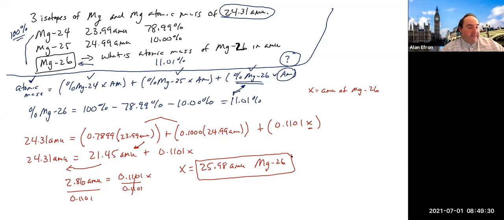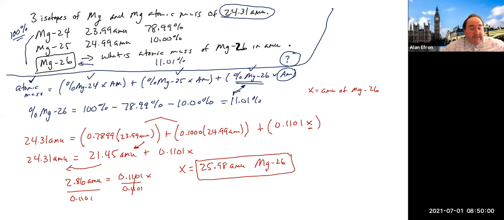So again, this is the formula with which you can calculate the atomic mass of an element by using the percent abundance of each of the isotopes and their atomic masses. And as you see in these couple of examples, you can be asked to find the atomic mass of the element, the atomic mass of a particular isotope, or even the percent abundance of each isotope.